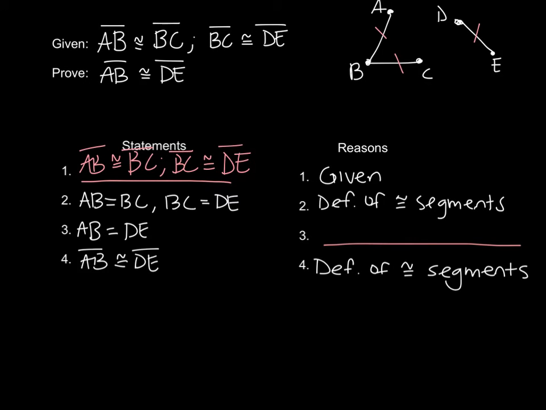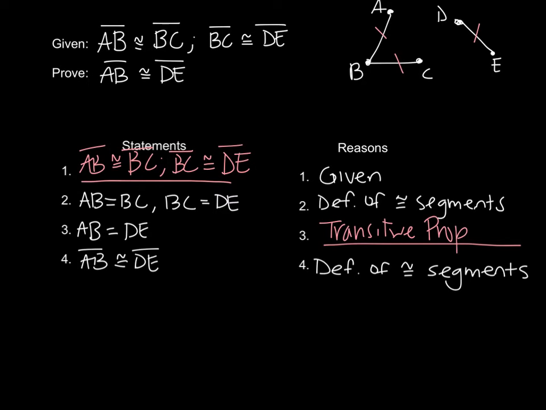Now, this tells me that AB is equal to BC and BC equals DE. Notice how these don't have those lines on top? Because we're talking about their distances. So that's by the definition of congruent segments. If two segments are congruent, then their distances have to be the same. So now we see that AB is equal to DE. And how do I know that? Well, I know that by the transitive property.